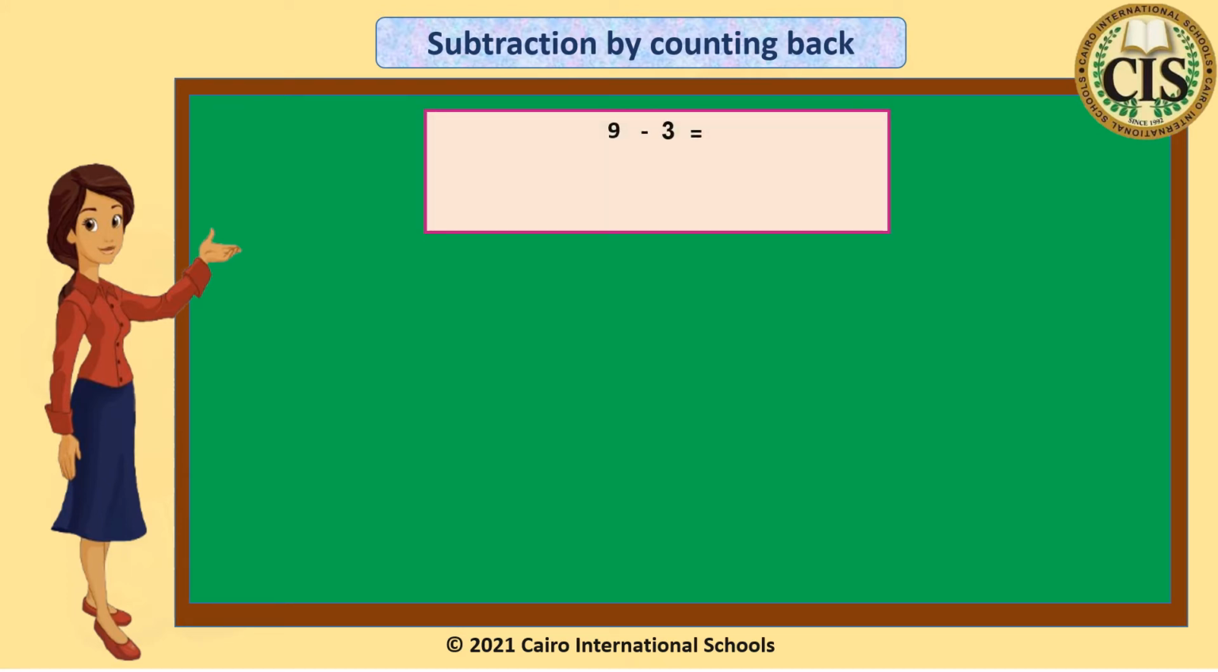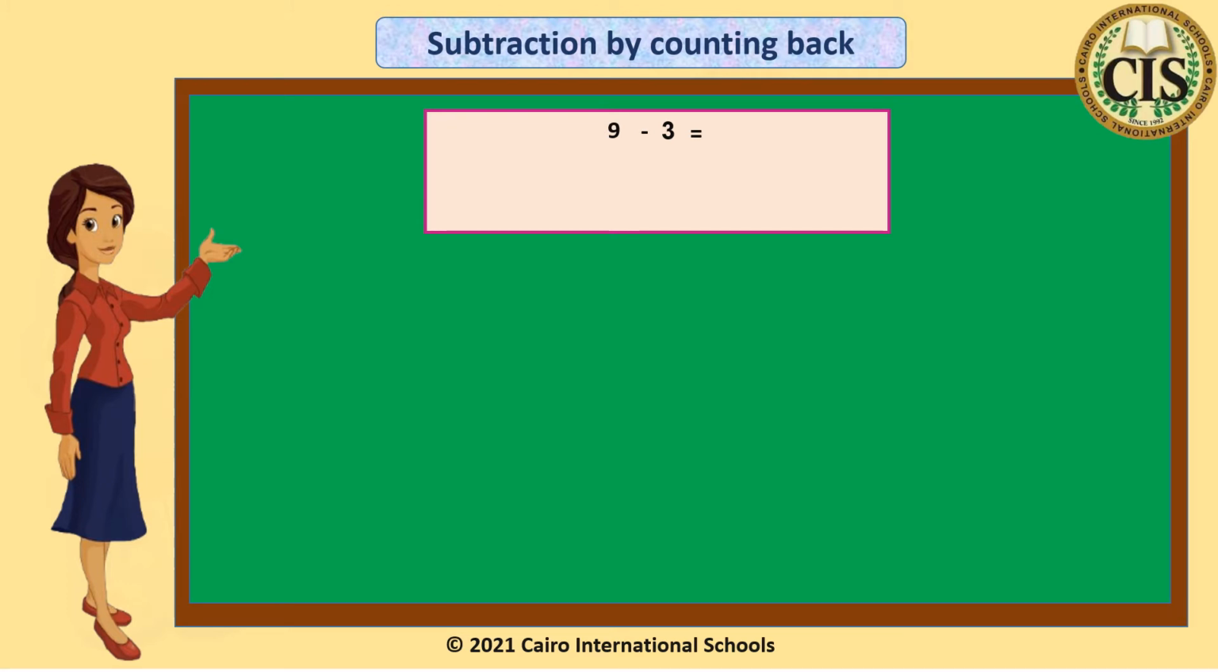In this example, we have 9 minus 3. 9 minus 3 equals what? Earlier, we can solve it by counting from small number to reach the big number. The small number here is 3. So after 3: 4, 5, 6, 7, 8, 9, and stop.